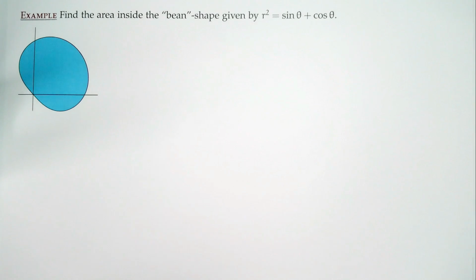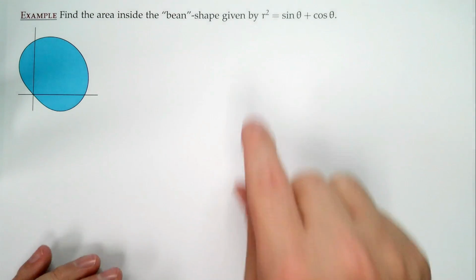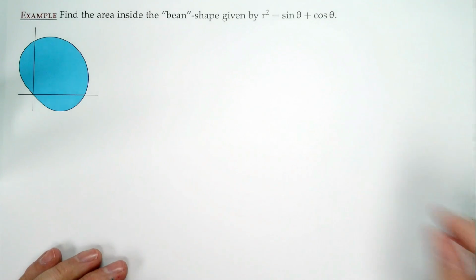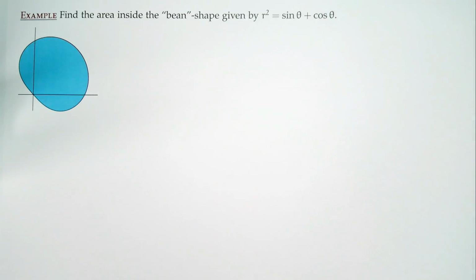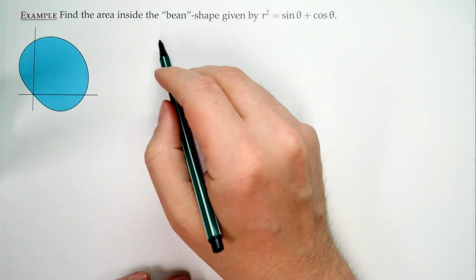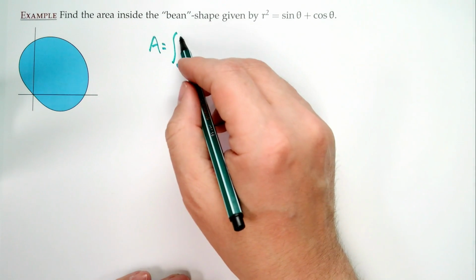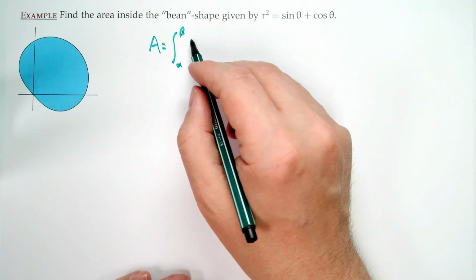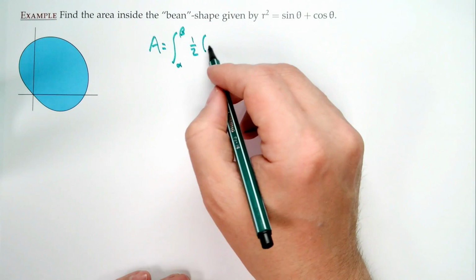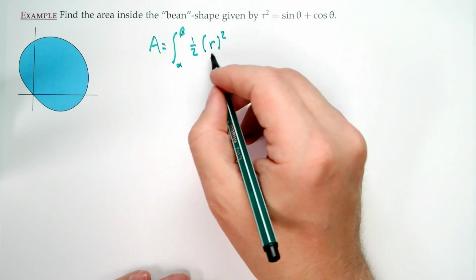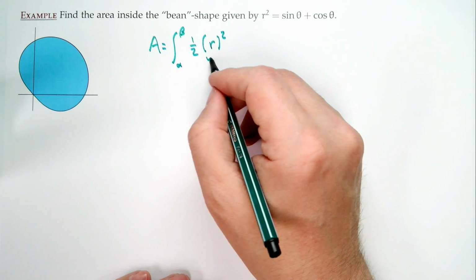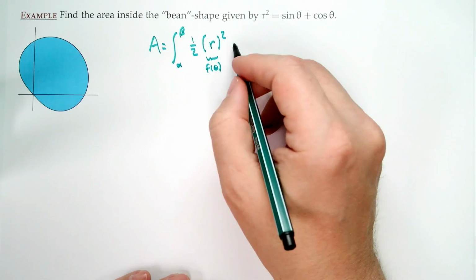Find the area inside the bean shape, this shape right here, given by r squared equals sine theta plus cosine theta. It's kind of unusual. We have an r squared here. Now, in fact, that makes it kind of a little bit simpler. Because if you think about the way we talked about our area formula, our area is the integral from your starting angle to your ending angle of 1/2 f of theta squared, but really, this is r. This is what f of theta is, d theta.